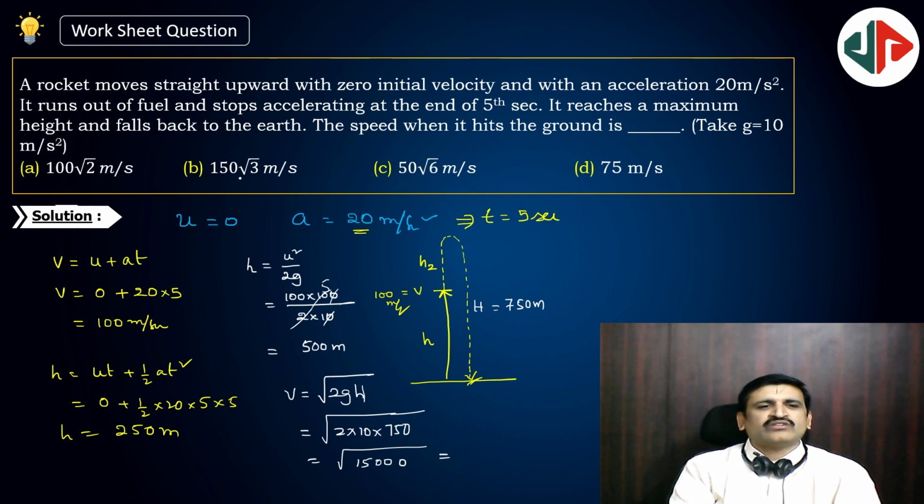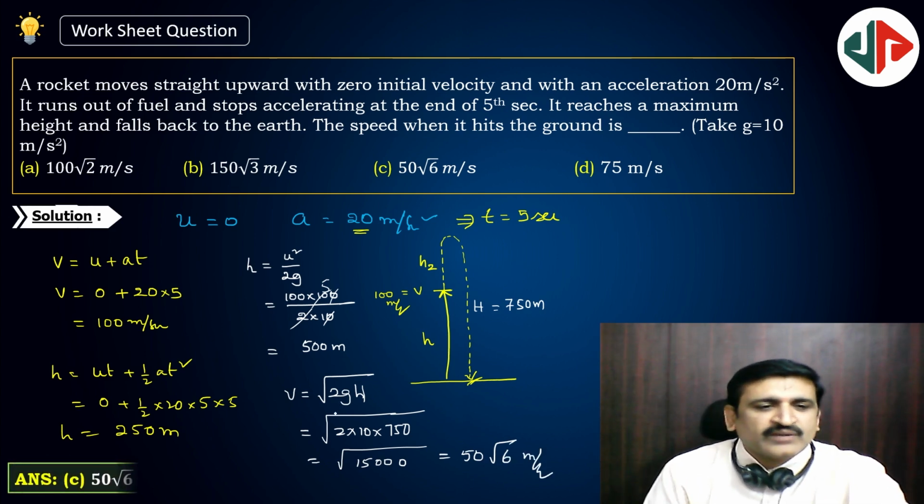First option ruled out. 15 under root will be 225, ruled out. 225, 3s are ruled out. 5 5s are 25. 25 6s are, yes, 1500. So C option is better. So after solving this, you can get it, or otherwise factorize and do it. It's not a big task. Meter per second. So option is this one.